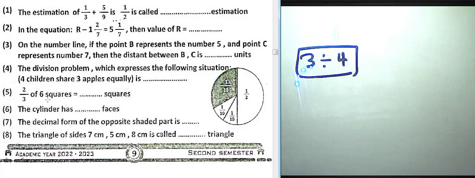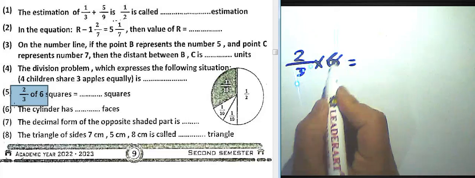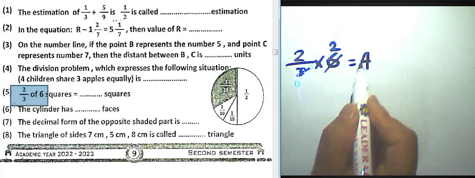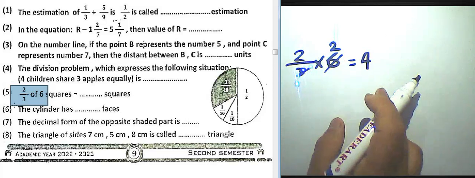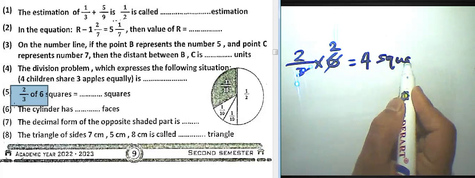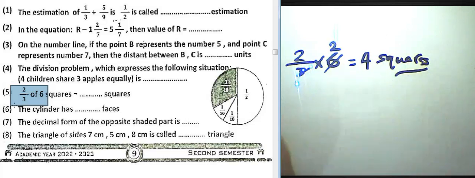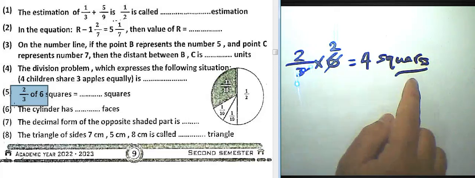2 over 3 of 6 squares equals blank squares. 2 over 3 of 6 means 2 over 3 multiplied by 6. 6 divided by 3 equals 2. 2 times 2 equals 4. 2/3 of 6 squares means 4 squares. Okay? Again, 2 over 3 of 6 squares means 2 over 3 multiplied by 6. It will be 4 squares.